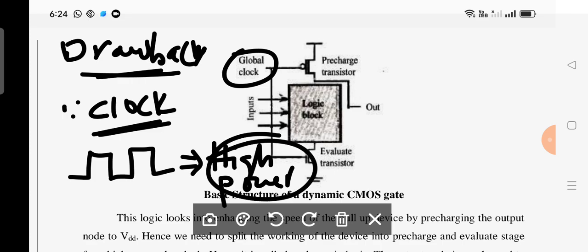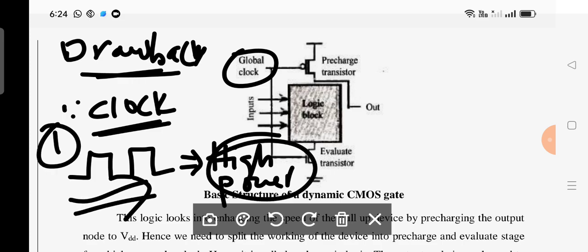It consumes the power. Why? Because it is continuously switching. Is it clear? This is the first major drawback. And coming to the second major drawback here. Will you please guess what is the second major drawback present here? Anybody? Just observe and try to tell what is the major.